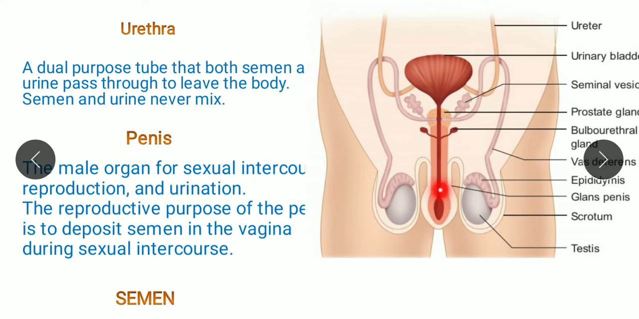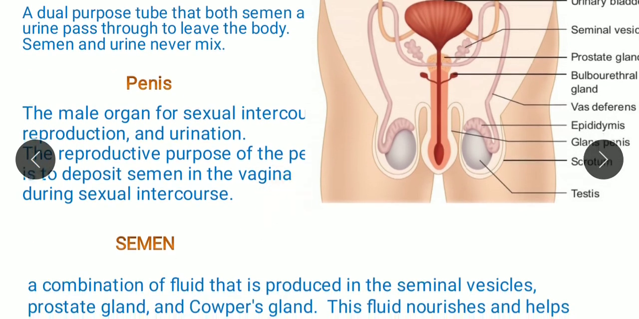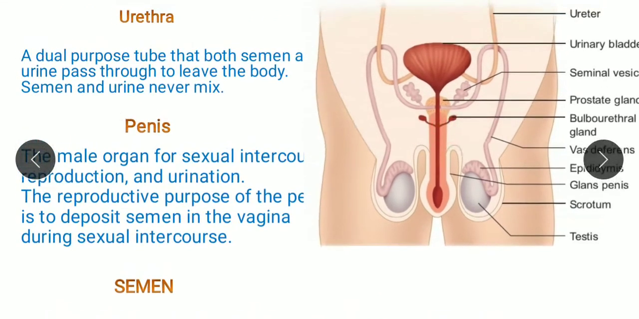Next one, the penis. It is the male reproductive organ for sexual intercourse, reproduction and urination. The reproductive purpose of the penis is to deposit semen in the vagina during sexual intercourse, transporting the sperm from the male reproductive organ to the female reproductive tract.